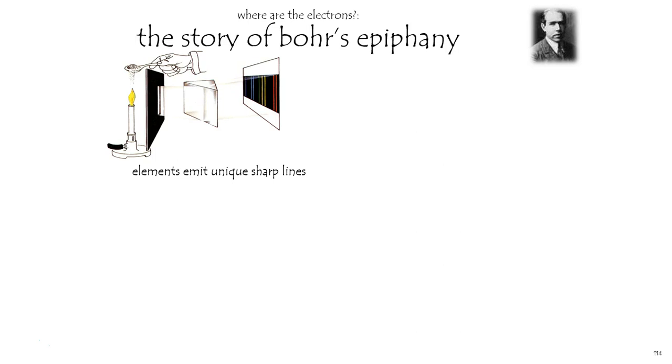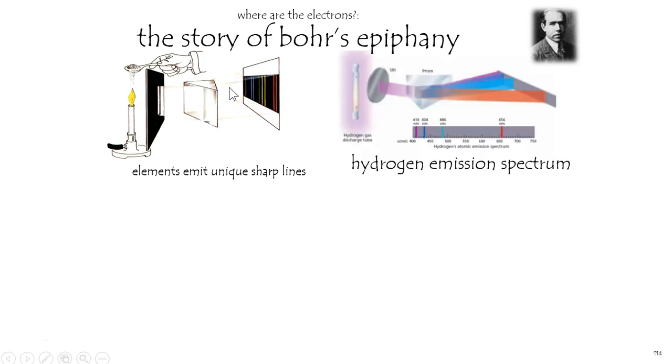It was observed that if you take elements and ionize them, turn them into a plasma, which is not hard to do, and put them through a prism, they'll emit some unique sharp lines. So those lines are there for each of the pure elements, and they're like a fingerprint. But nobody knew what those lines were due to or what significance they had.